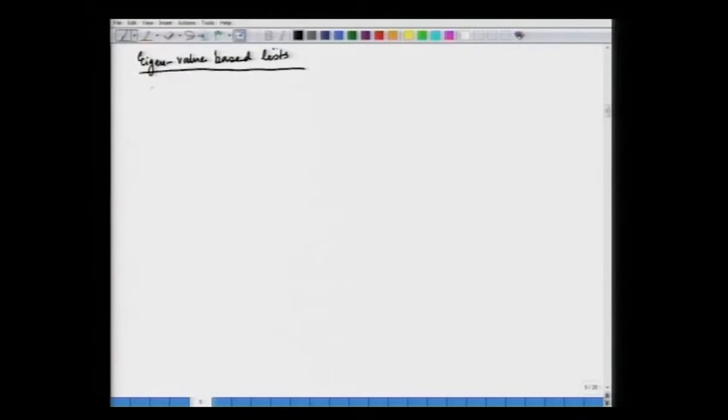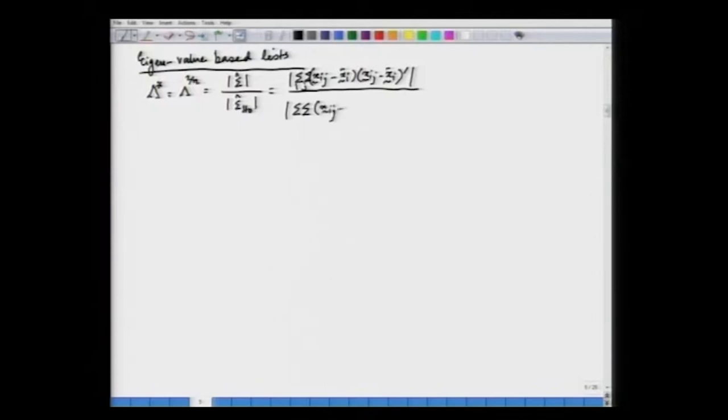For which we once again recall what our Wilks lambda is. Lambda star is nothing but lambda raised to the power 2 by n, and which was nothing but the estimate of the variance covariance matrix in the unrestricted situation by the estimate in the restricted situation, and what we got was essentially the determinant of two matrices, x i j minus x i bar, and then we have x i j minus x i bar transpose. So, this is over i and j, determinant of this matrix divided by the determinant of another matrix of the type x i j minus x bar, x i j minus x bar prime, right.